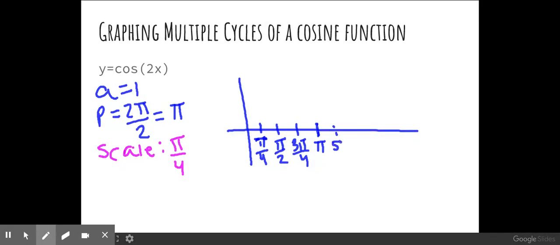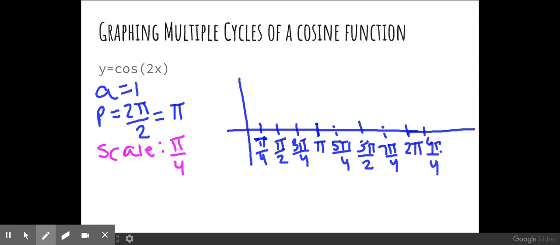and once again we continue. 5 pi over 4, 6 pi over 4 is 3 pi over 2, 7 pi over 4, 8 pi over 4 is 2 pi. We're going to continue on. 9 pi over 4, 10 pi over 4 is 5 pi over 2. 11 pi over 4, and 12 pi over 4 is 3 pi.